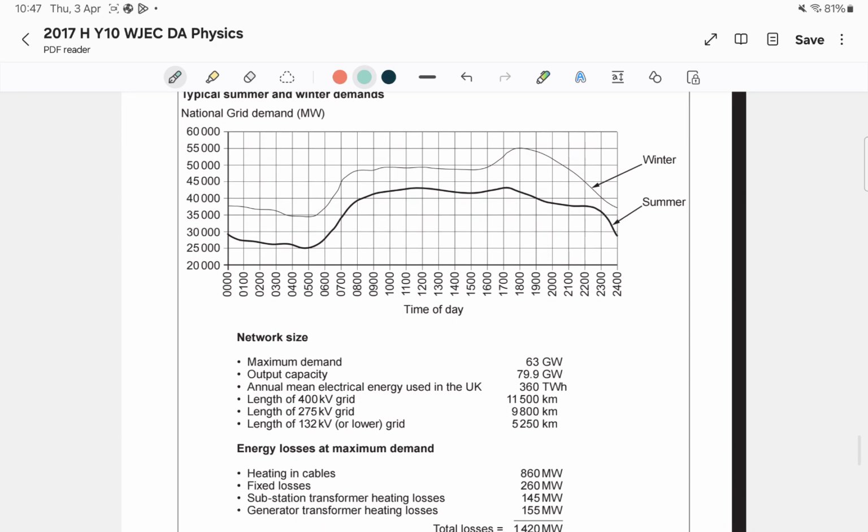Here is a table about the national grid demand. The national grid demand here is in megawatts and the time of the day. I can see a peak here. I can see the lowest point here. Winter is higher than summer, probably because you're in the house more, you need more electricity, more heating. But the pattern is roughly the same. It's just higher up for winter.